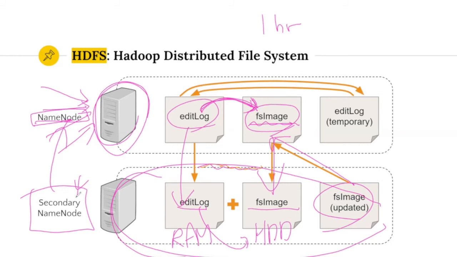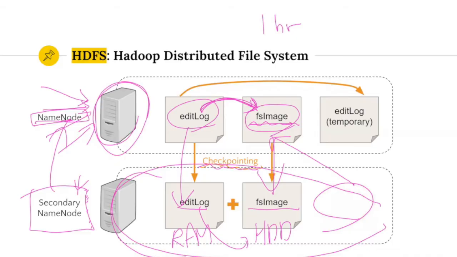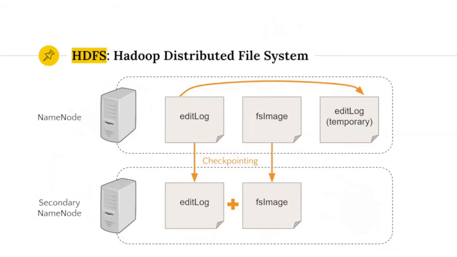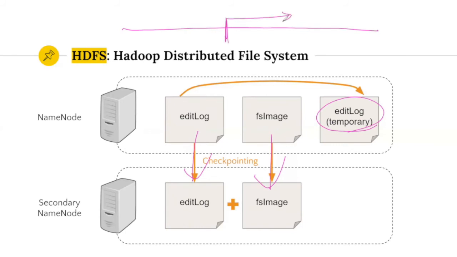Now, when the checkpointing process begins, the name node creates a temporary edit log as it gives a copy to the secondary name node. So if this is the timeline and this is where the checkpointing has started, anything that comes in after this time point is going to be logged in the temporary edit log.